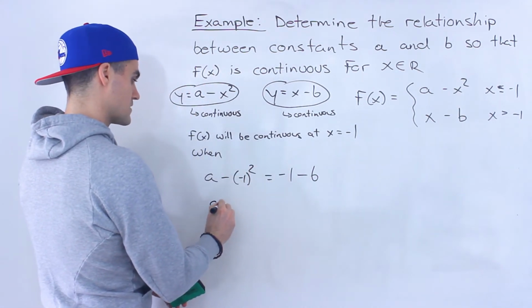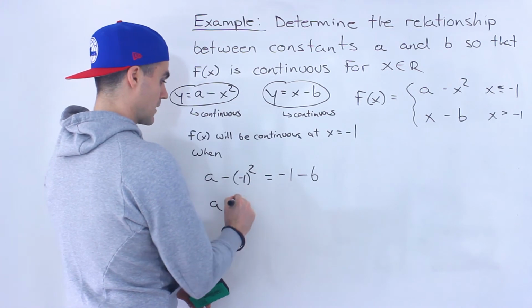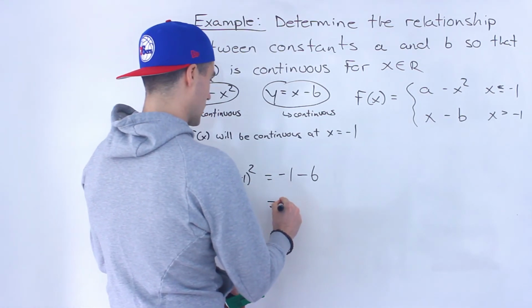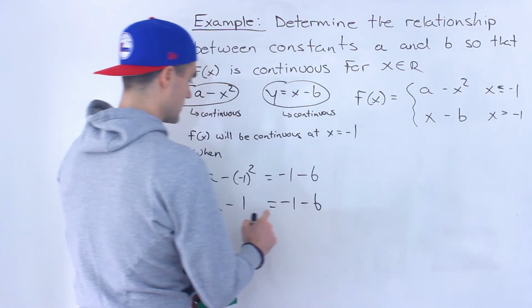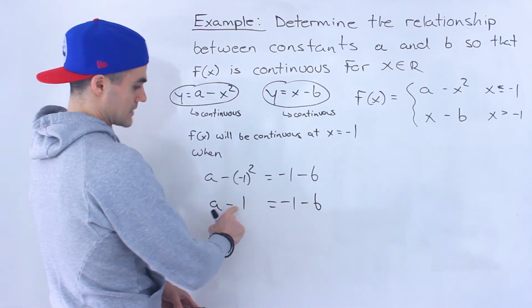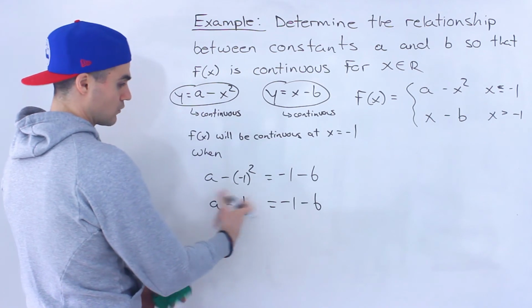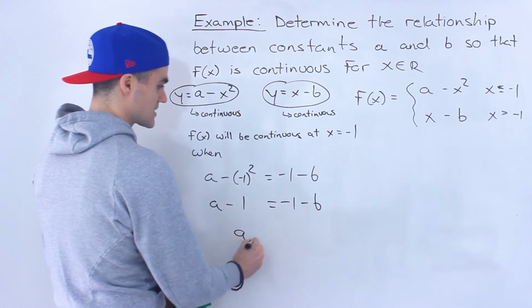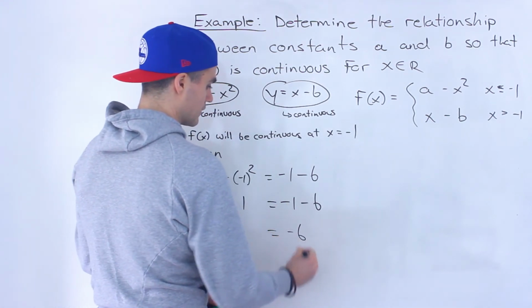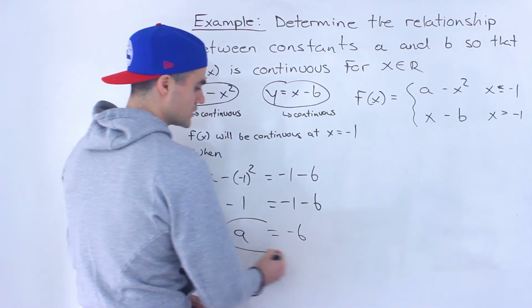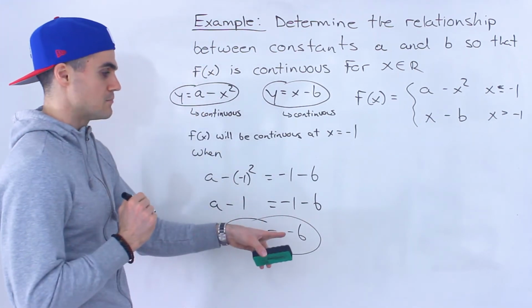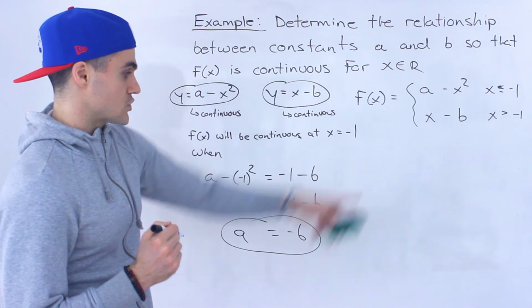So if we simplify this, we'll have a minus -1 to the power 2 is 1. And then over here, we'll have -1 minus b. And then notice that the -1s would cancel out. If we bring this -1 over, the -1s would net out to 0. If we bring this one over, it'll net out to 0. We would end up just having a equaling -b. And that's the relationship between a and b in order for this function to be continuous.